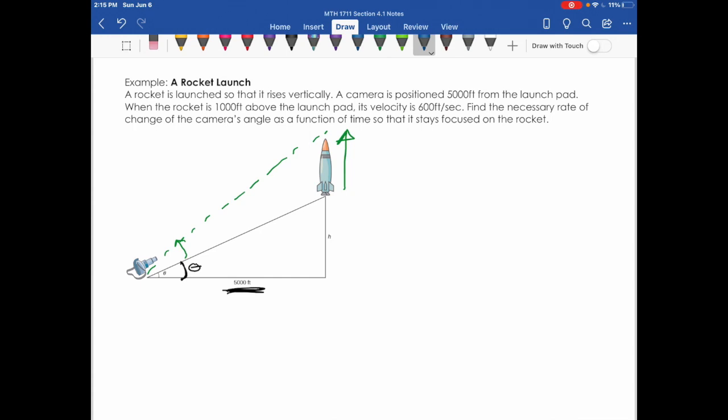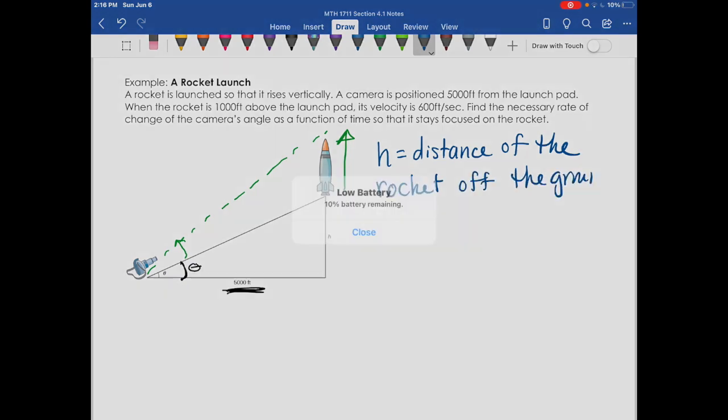So again, I got this picture, I copied it from the textbook, and the textbook labels h, which is the distance of the rocket off the ground, and then the 5,000 feet is constant, and then the angle is the angle of elevation looking up at the rocket.